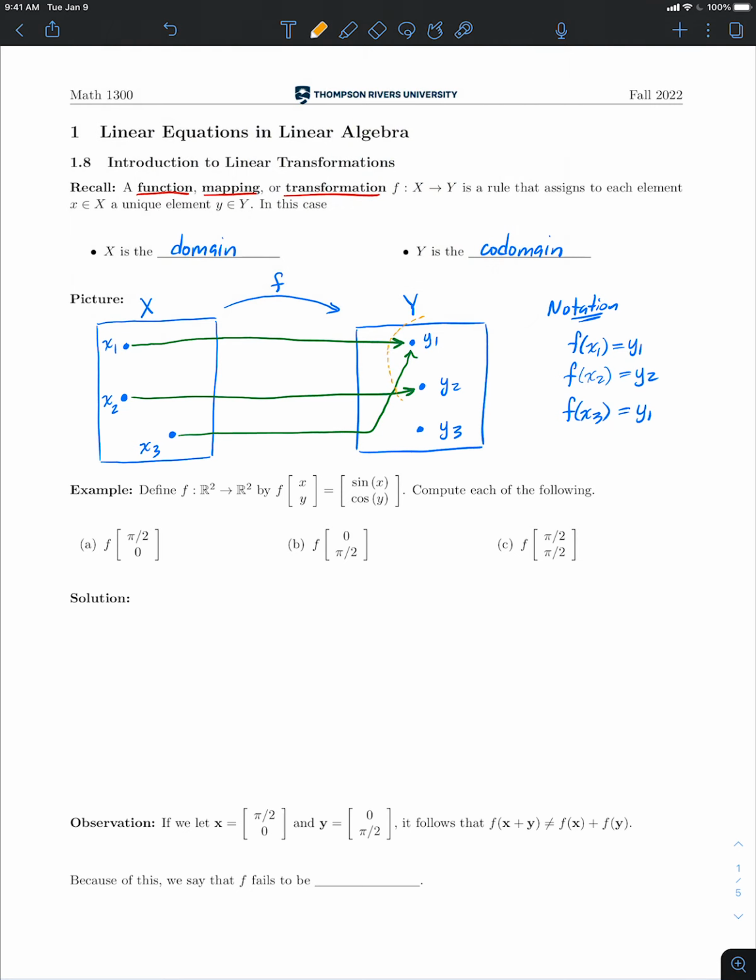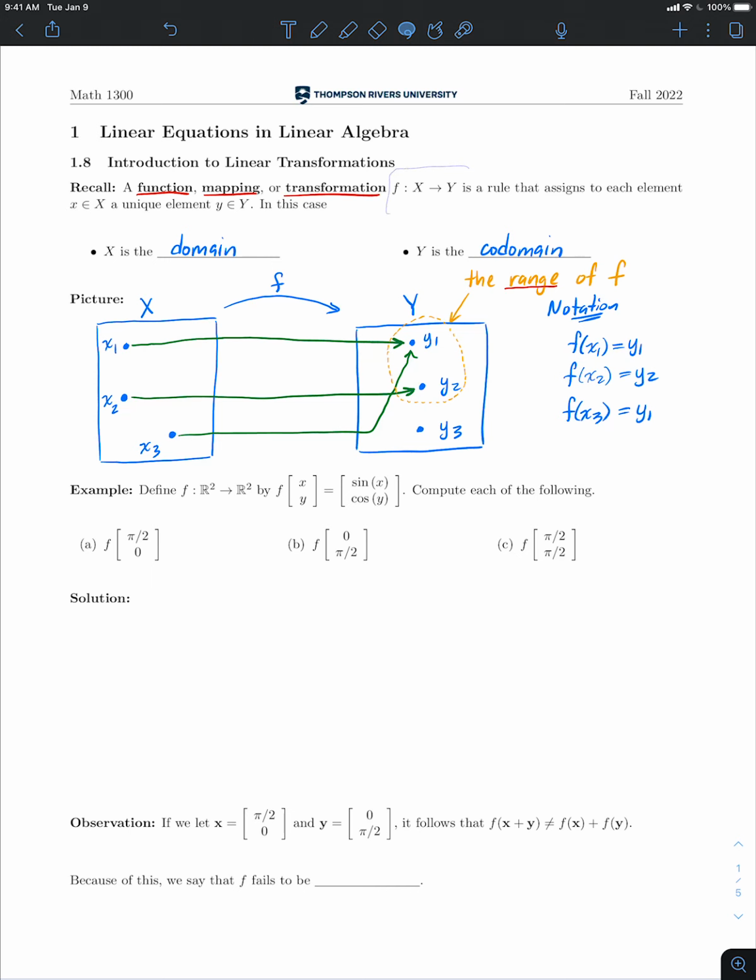If I were to just define a new set that only had y1 and y2, so the specific elements of y that do appear as output values, then this is referred to as the range of the function f. Okay, so the range and the codomain are two different concepts. They might be the same, but they don't need to be the same.